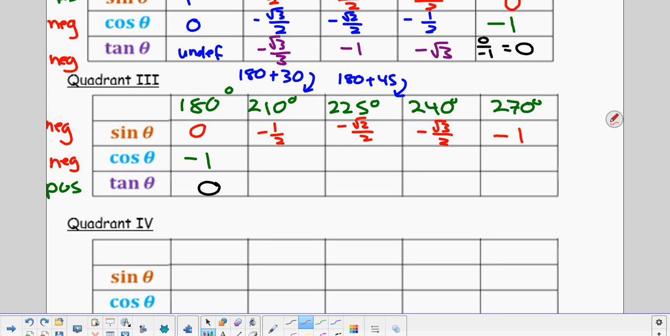And then cos theta, we just put in the same one as above. Wait, you have a negative there. It's 0. Still weird, isn't it? Yeah, 0, because the x coordinate of point P at 270 degrees would just be 0. And then tan theta is just sine theta divided by cos theta. So you'll get the same as these, but they'll be positive.